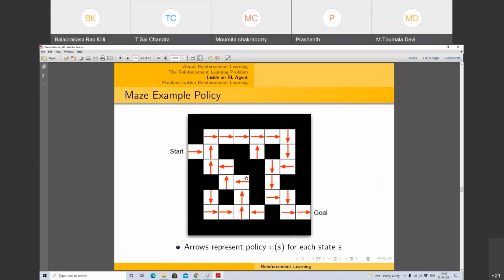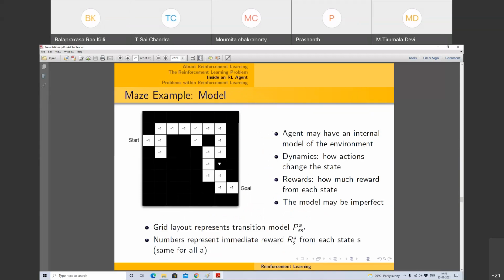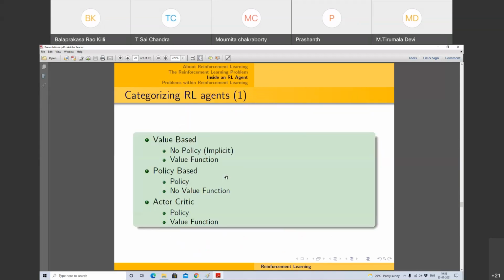Okay, so this is policy. These arrows represent policy. Policy will tell you what is the action to be taken at every state. This is value. Value will tell you the expected cumulative reward. And then this is model. This we discussed. So now let me summarize everything.